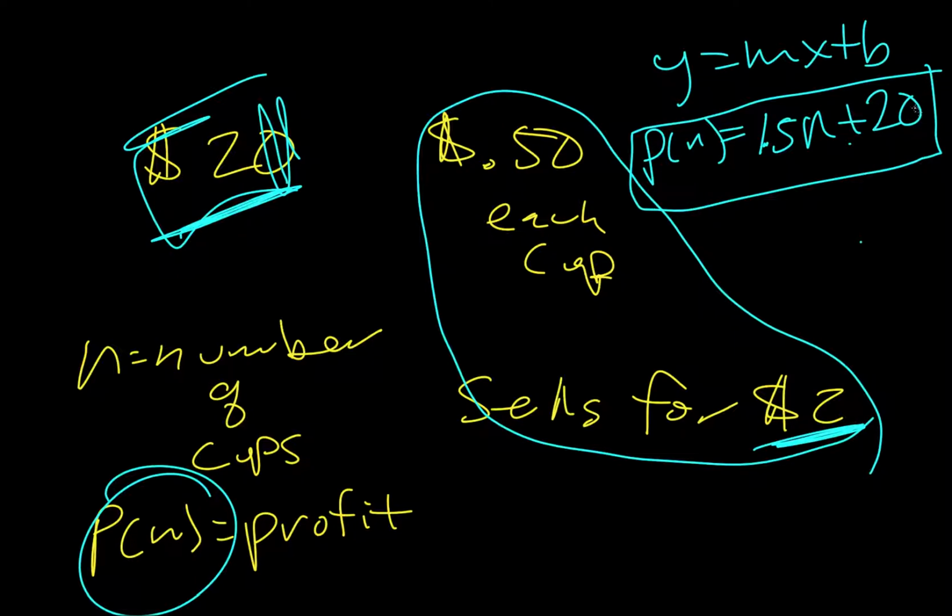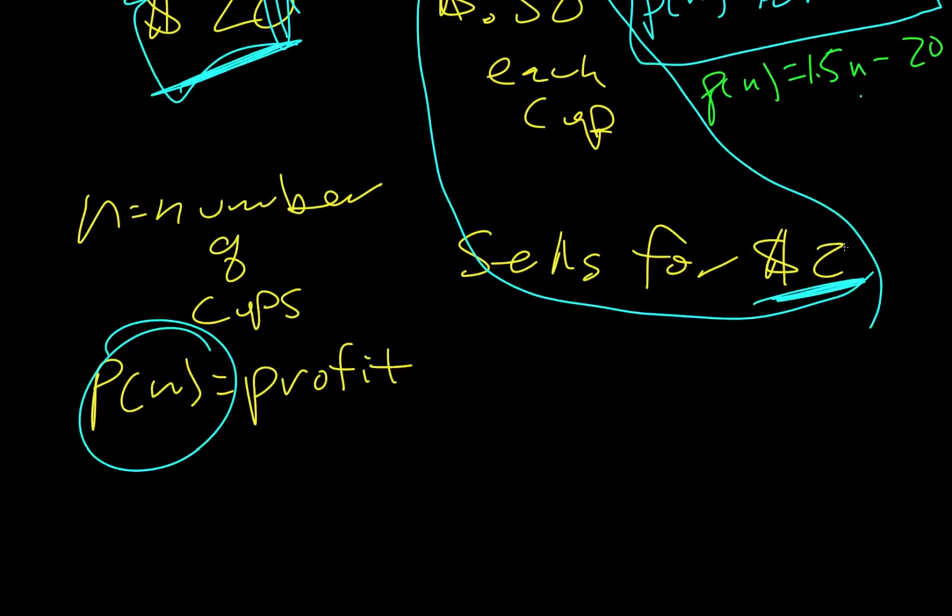Oh, whoops. We're losing the 20. So this would be negative 20 because we take that away. So P of n equals 1.5n minus 20 because we make $1.50 per cup, but just to open the stand cost us $20. Okay, we're going to keep moving on.